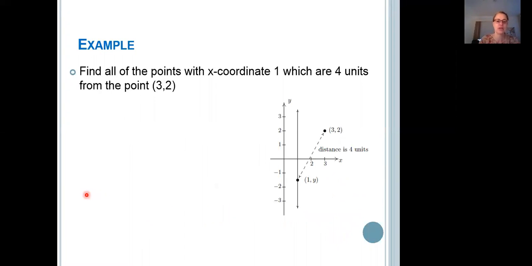Okay, so let's talk about how we would find all of the points that have an x-coordinate of 1 and are 4 units from the point (3, 2). And I'm going to give you a hint. There will be 2 of them. There's one down here, and there's one up here. So what are we going to do? Well, we're going to use our distance formula.